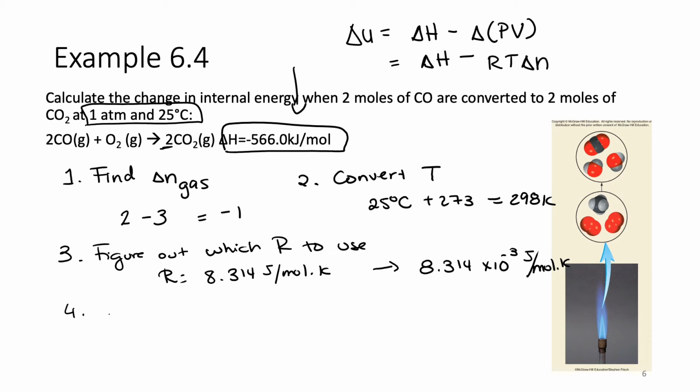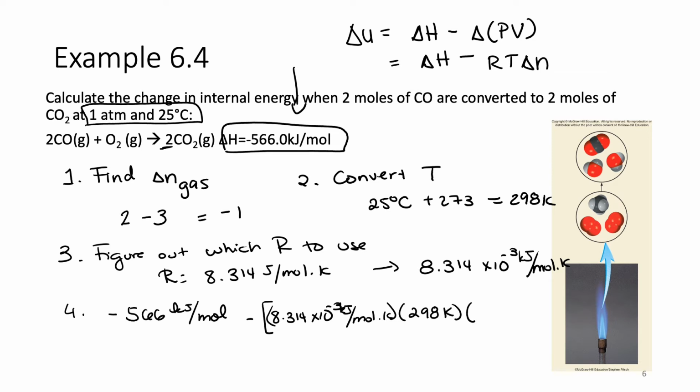My delta H is negative 566 kilojoules per mole minus R, and I'm going to try my hardest to not mess this up, so I'm going to use parentheses. Parentheses will save your life. Use them. So you have 8.314 times 10 to the minus 3 kilojoules over mole Kelvin. I multiply that by my temperature, so 298 Kelvin, times delta N, and delta N is going to be minus 1 mole.